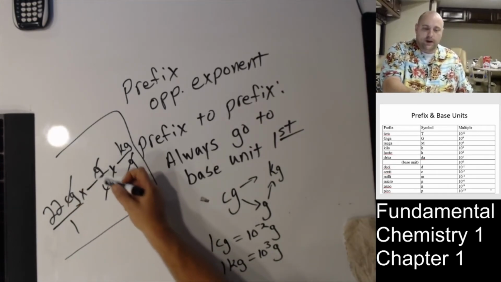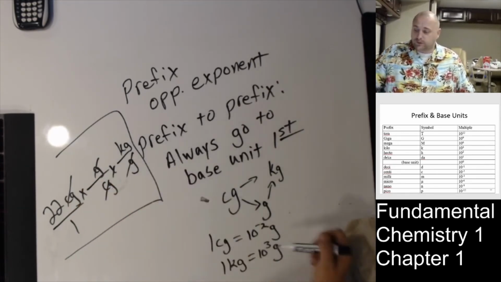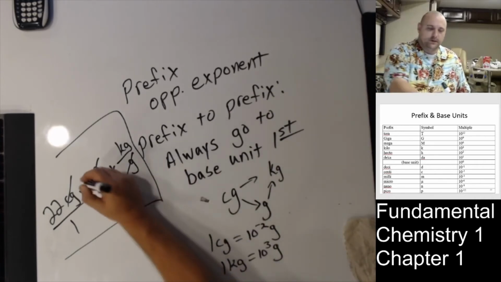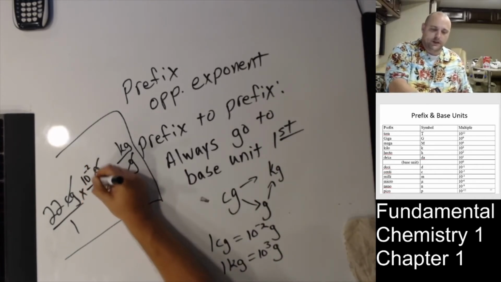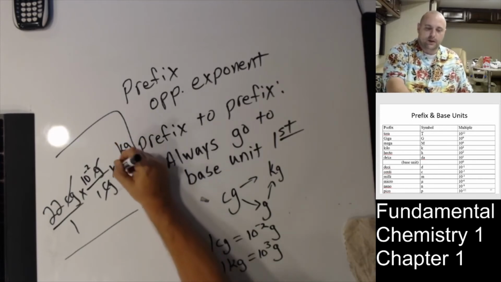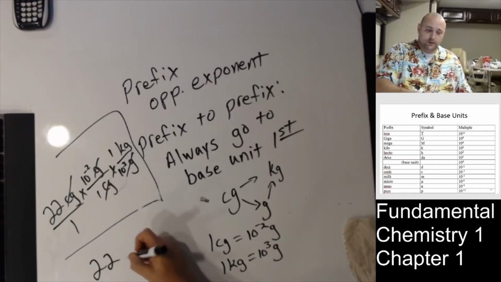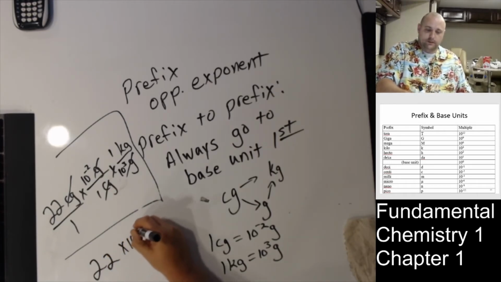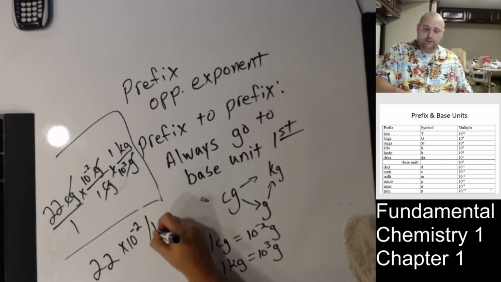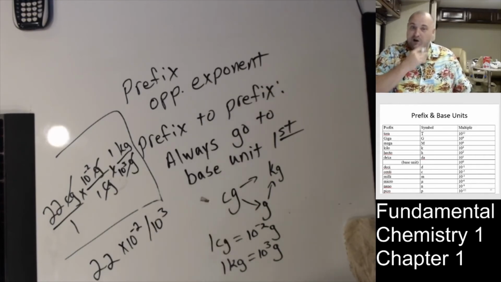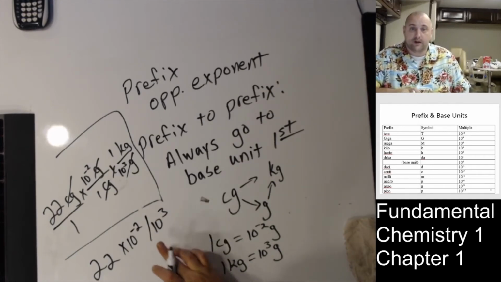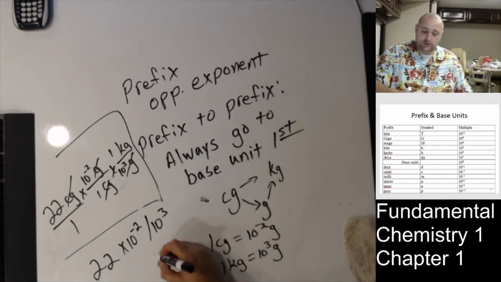Okay, so now I just need to fill this in. I need the numbers. Well, they're down here. 10 to the minus 2, and I can check that it goes opposite that prefix. And 10 to the third. So when I read this, I'm going to have 22 times 10 to the minus 2 divided by 10 to the third. Now, putting this in your calculator can be a little fun. We're going to want to use the EE button.